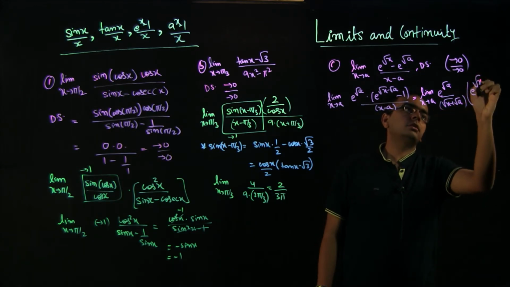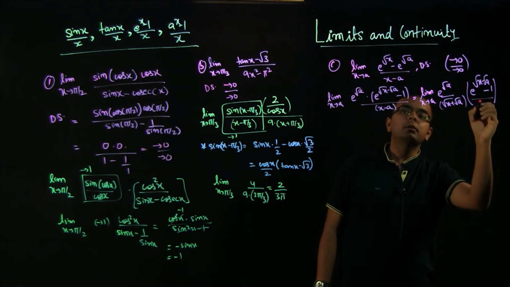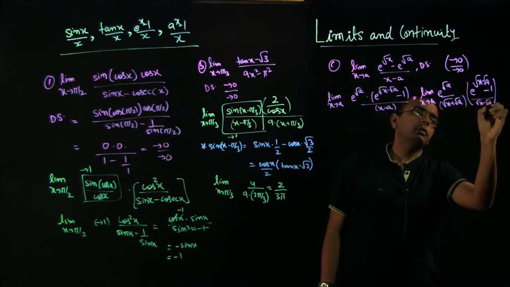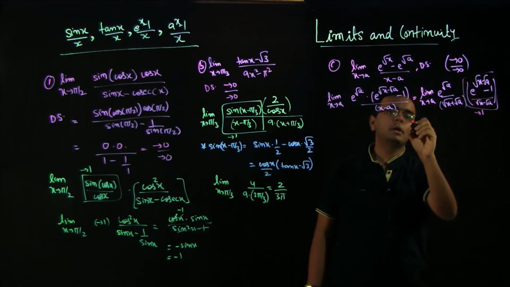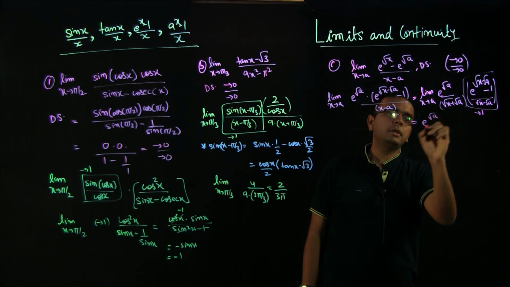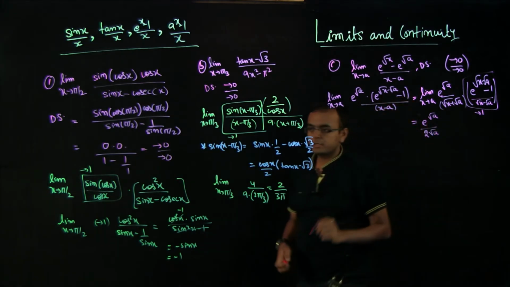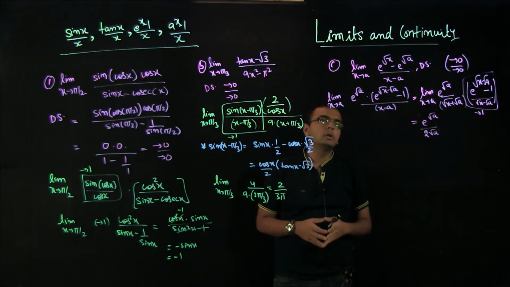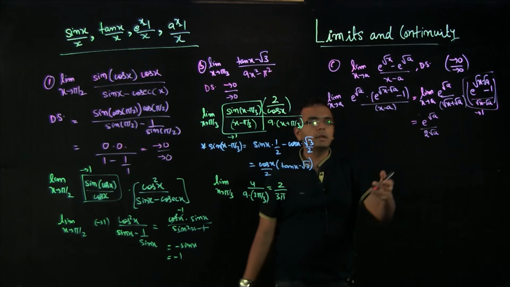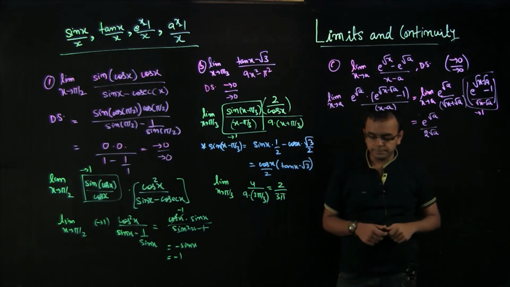into e raised to root x minus root a, minus 1 by root x minus root a, and this thing will approach 1, and if you substitute, this will be e raised to root a by 2 root a. So I hope that this is sort of making sense now. What we are trying to do is always make it into the standard form, and once we are able to do that, we can get the right answer.